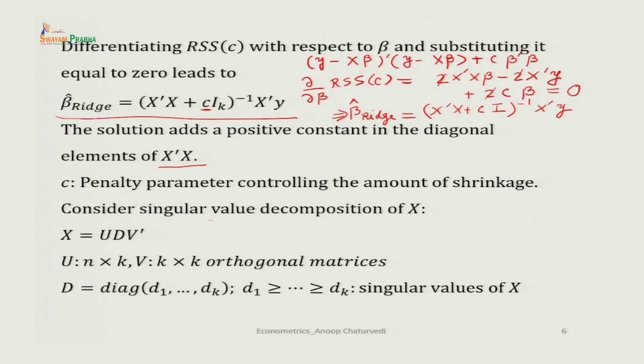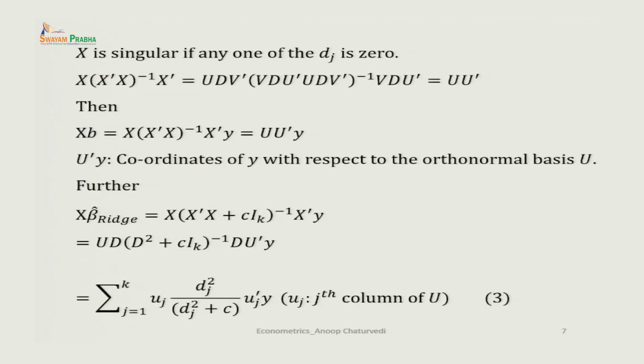Now, we consider the singular value decomposition of X. We write X equal to U D V transpose, where U is n cross k, V is k cross k, and these are orthogonal matrices. D is equal to diagonal d1, d2, ..., dk, and we assume that d1 is greater than or equal to d2, and so on, greater than or equal to dk. These are the singular values of X. Then X is singular if any one of the dj's is 0.